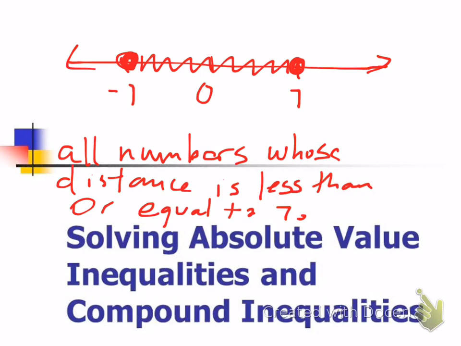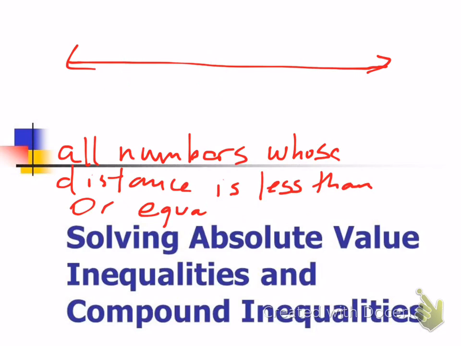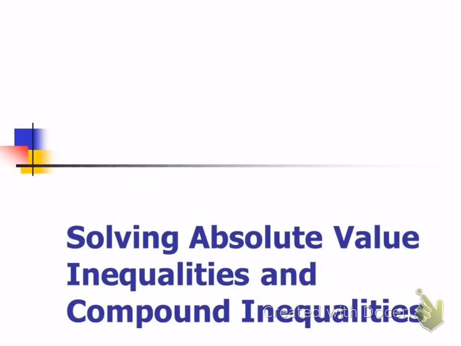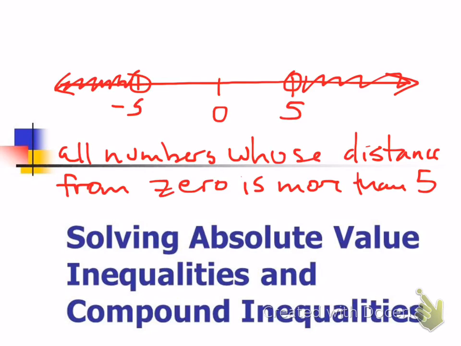What about the previous example? The previous example we graphed, did that look like an and problem or an or problem? It looked like an or problem, right? Because we're opening out. So what would the two inequalities be here? X is less than -5 or X is greater than +5.